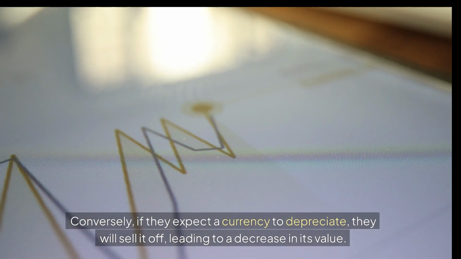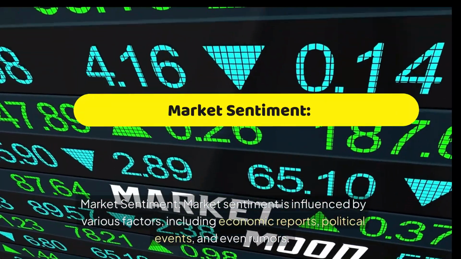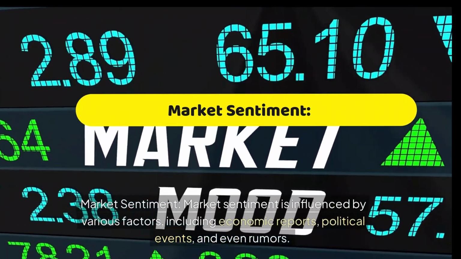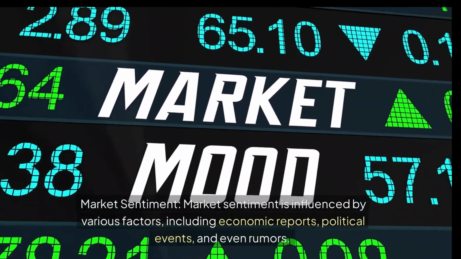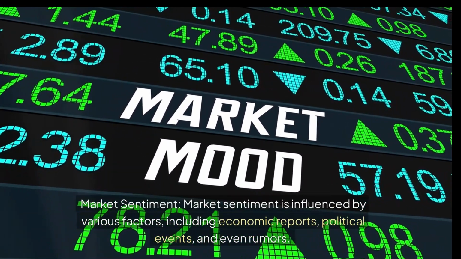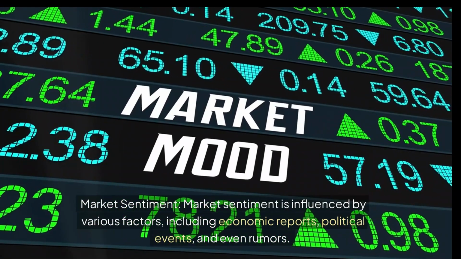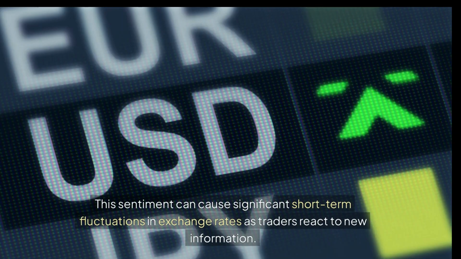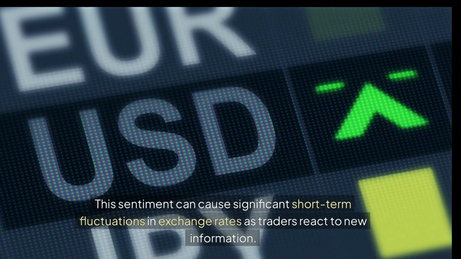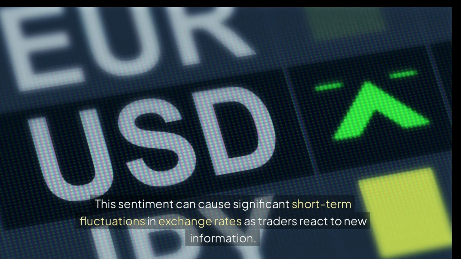Conversely, if they expect a currency to depreciate, they will sell it off, leading to a decrease in its value. Market sentiment. Market sentiment is influenced by various factors, including economic reports, political events, and even rumors. This sentiment can cause significant short-term fluctuations in exchange rates as traders react to new information.